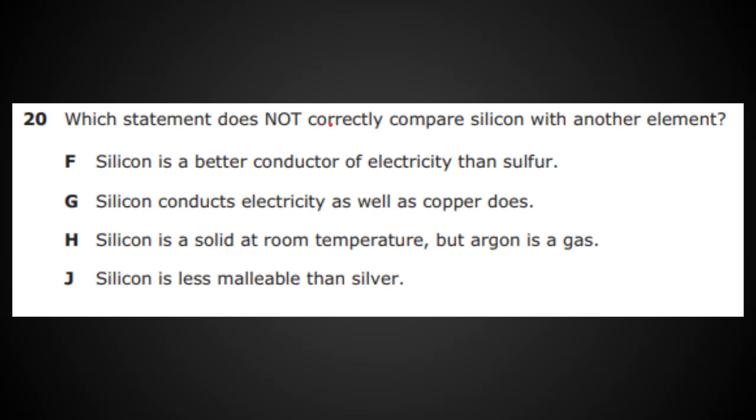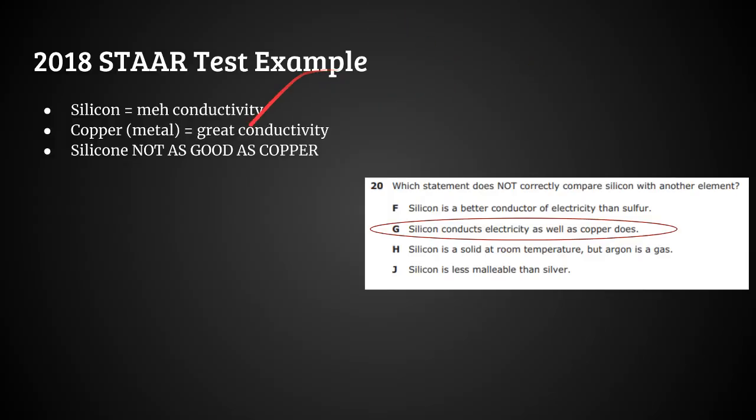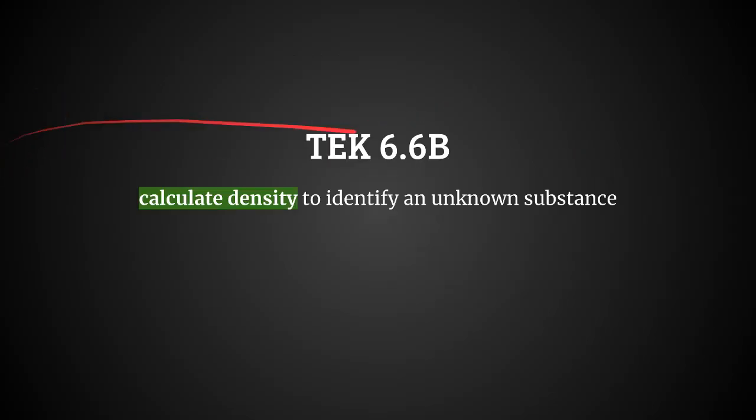Which statement does not correctly compare silicon with another element? Silicon conducts electricity as well as copper does. No, it does not. It's a metalloid, so that would mean that it does not conduct as well as copper. Oh, okay.